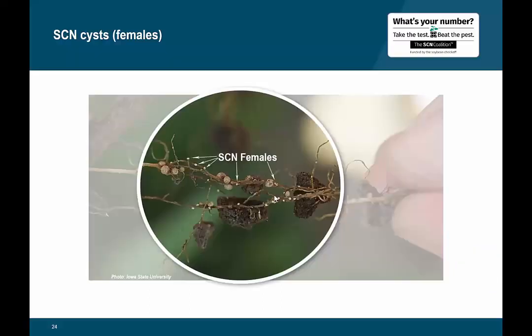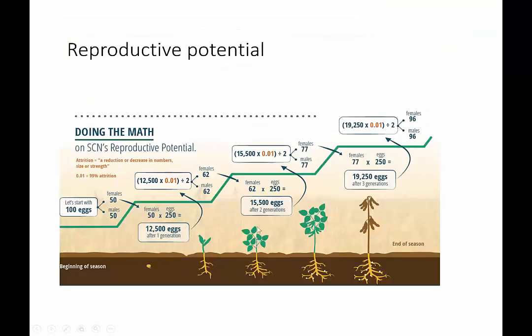So you can see here a picture with the SCN females. Those are the little white dots that look like white grains of sand on the roots. Soybean cyst nematode can reproduce very quickly. If at the beginning of the season, when you plant, you start with 100 eggs, you will end up at the end of the season with roughly 20,000 eggs. Very fast reproduction. That's why it's important to manage this, because you can end up with astronomical numbers if you don't manage this.